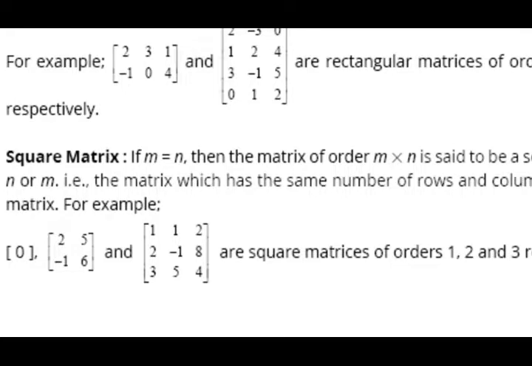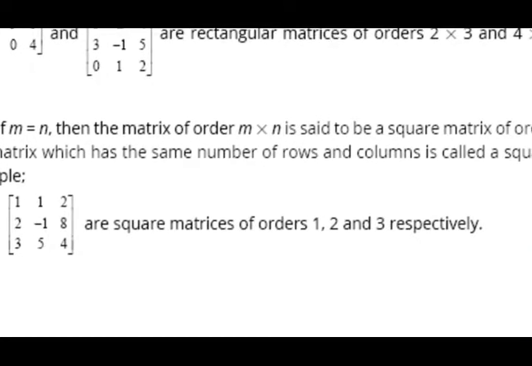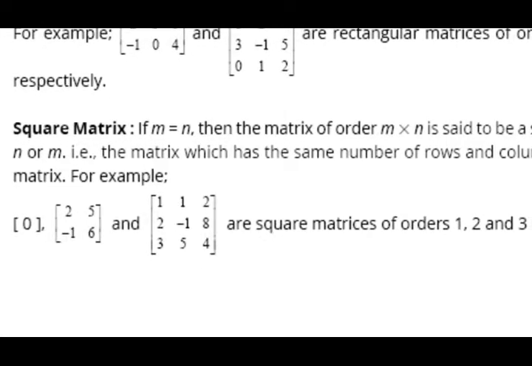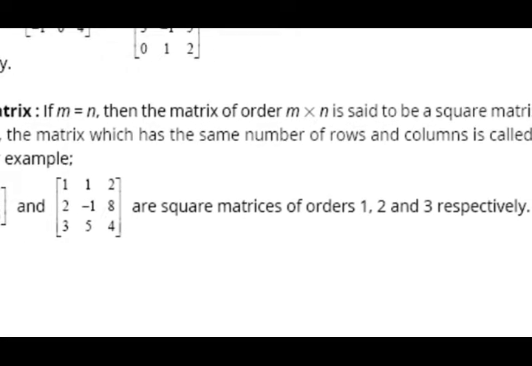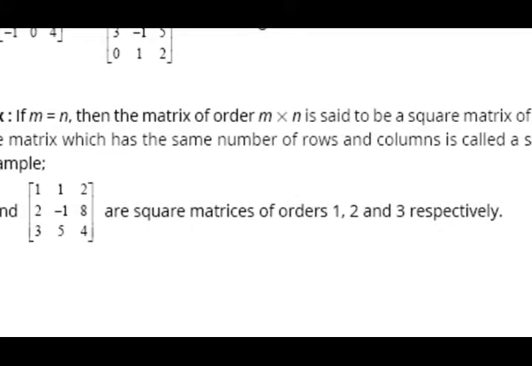Square matrix: if rows and columns are equal, then it is said to be a square matrix of order N cross N. Here are some examples. The first matrix contains only one element, its order is 1 cross 1. In the second, its order is 2 cross 2, and in the third 3 cross 3. We also write order 1, order 2, order 3 respectively.